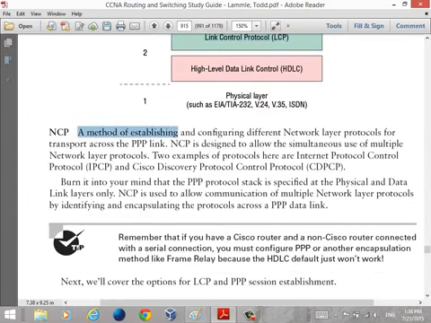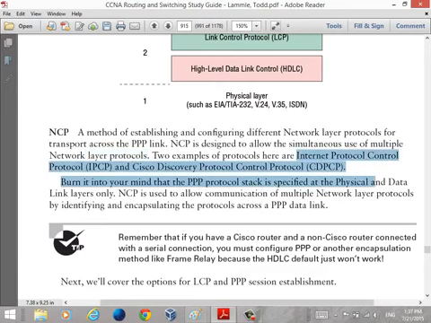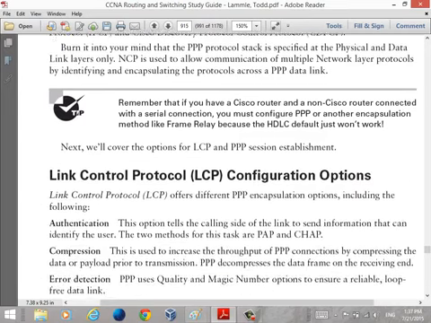A method of establishing and configuring different network layer protocols for transport. NCP is designed to allow simultaneous use of multiple network layer protocols. Two examples of protocols here are IPCP, and we will discuss IPCP, and CDPCP. Wait.